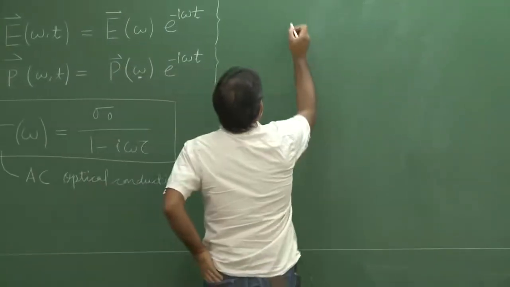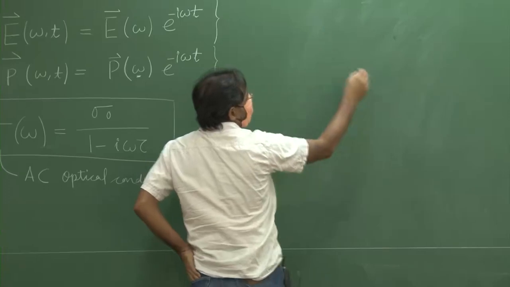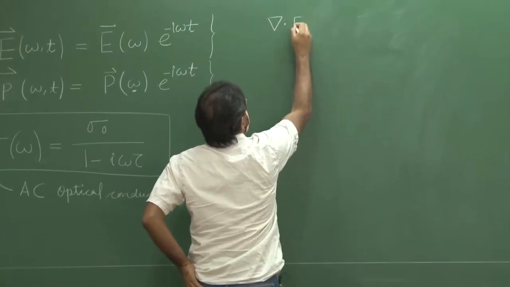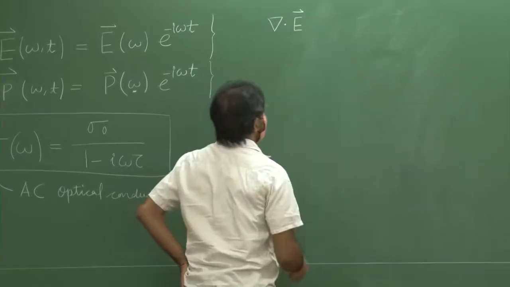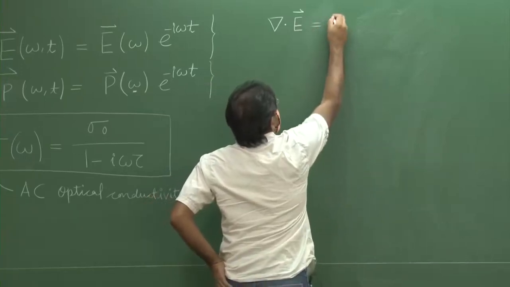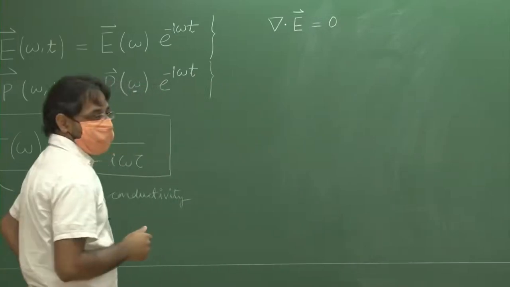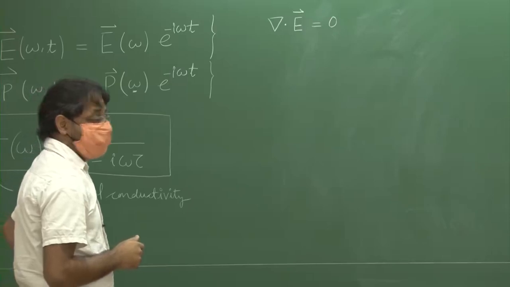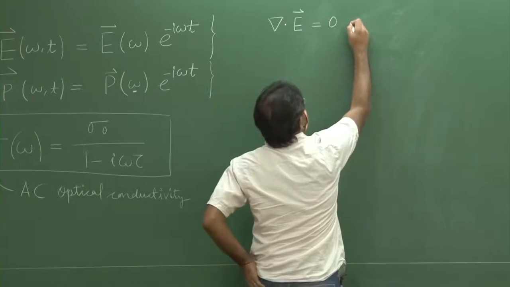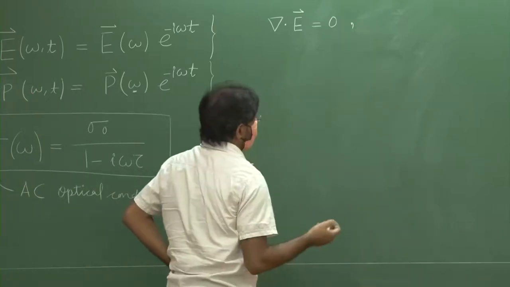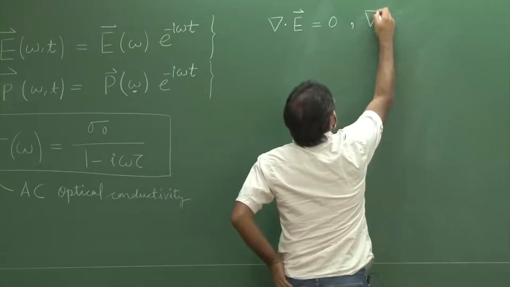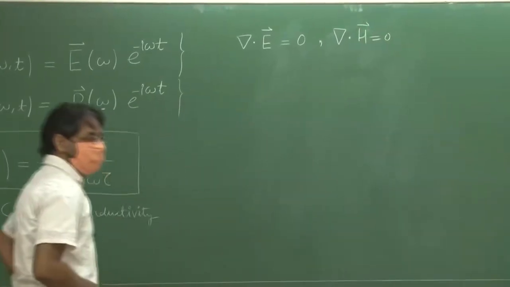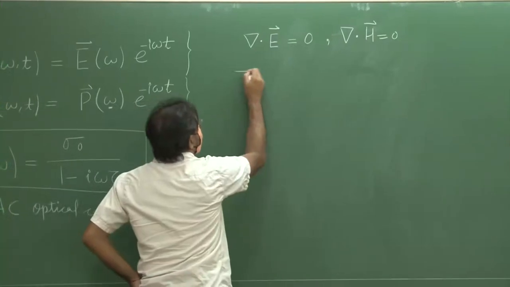Now, we go further. So, we write the Maxwell's equations for this. We write del dot E, that is the divergence of the electric field in the material, and this would be 0, right, because you do not have any surplus charges. Is that right? You should think about it. If you find it difficult to justify this, we should discuss it further. Now, divergence of H field is anyway 0. Is that right? What about the curl of E field?